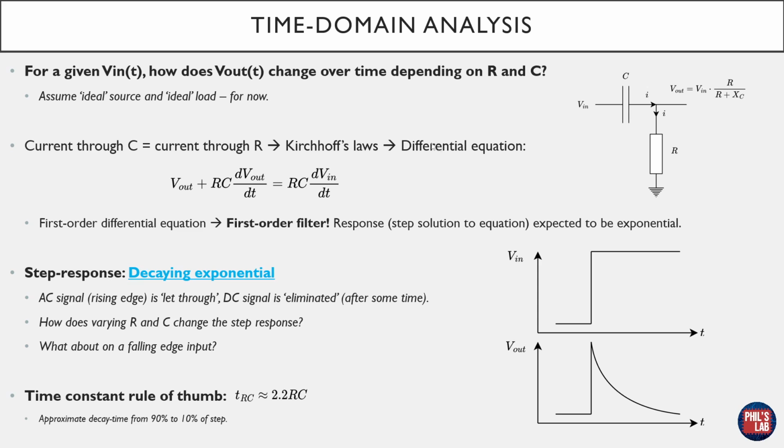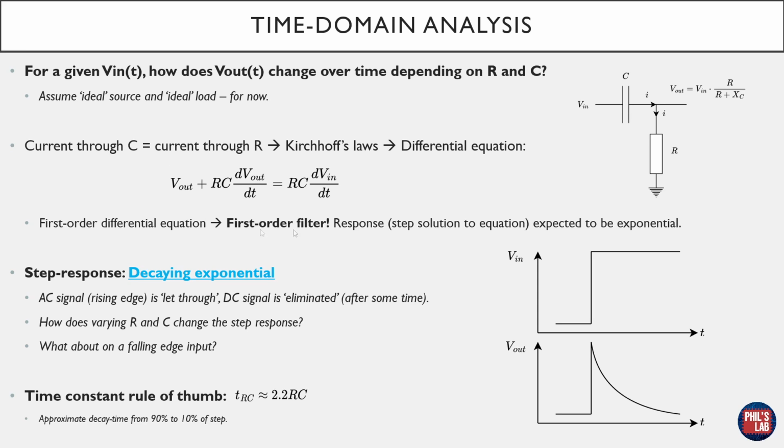Then with our usual circuit analysis techniques, we know that the current through C, our capacitor, is the same as the current through R, our resistor. We go through our Kirchhoff's laws, so I equals C dV by dt and V equals IR, set the currents equal, and then we arrive at this differential equation. So the output voltage plus R times C times the rate of change of output voltage with respect to time is equal to R times C times the rate of change of input voltage with respect to time.